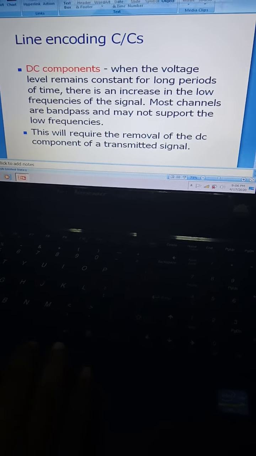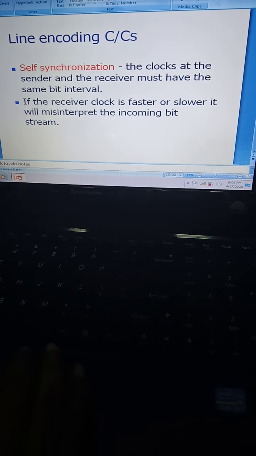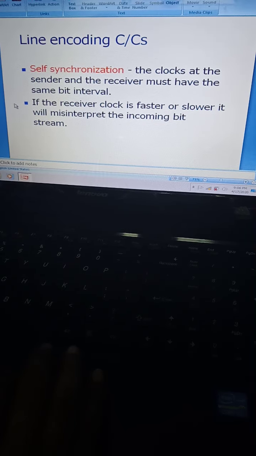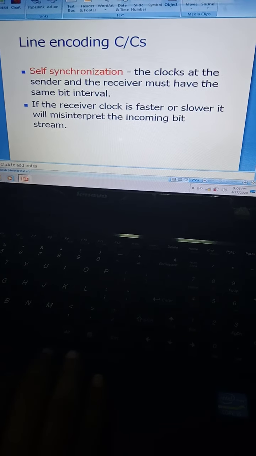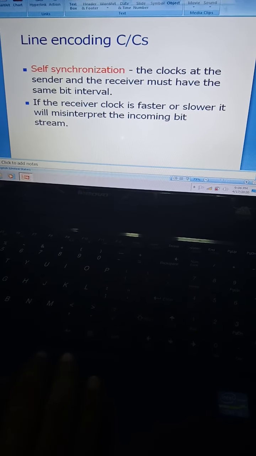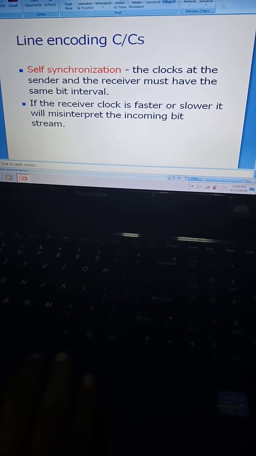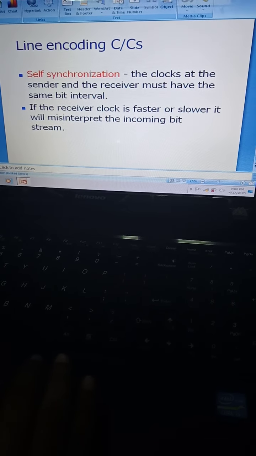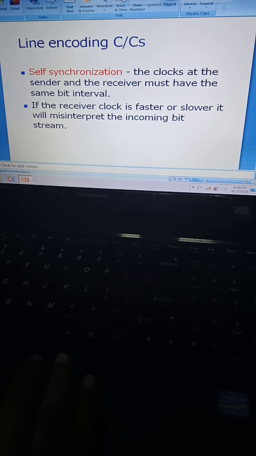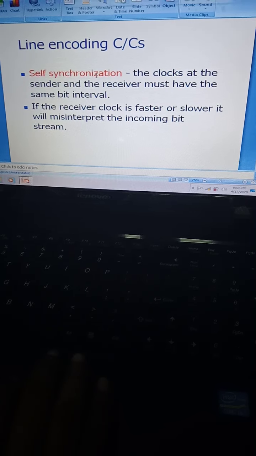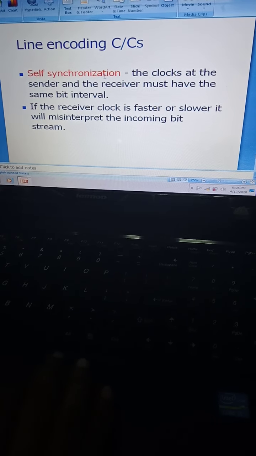So, you have to remove the DC component and we can use self-synchronization. That is, instead of using the DC component, we can use self-synchronized clocks. By setting the time interval, the voltage levels can automatically be altered. Depending on that, we can fix the signal and send the data. So, self-synchronization always assists data transmission in an effective way.